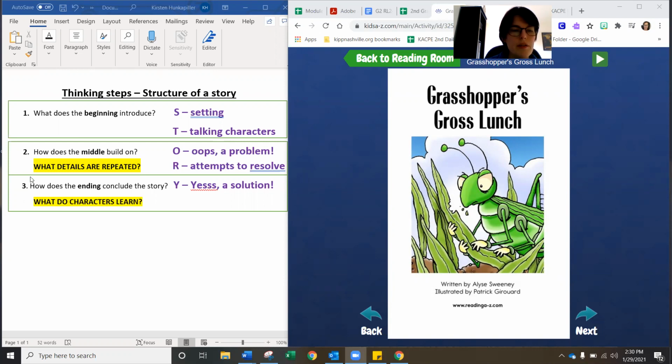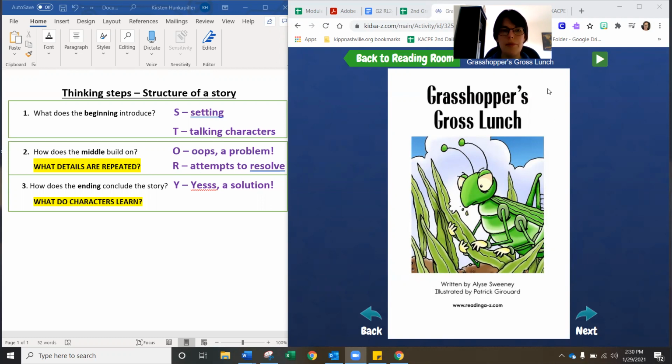Lastly, we are going to think about, how does the ending conclude the story? And what do the characters learn? We also are going to find a solution of the story.